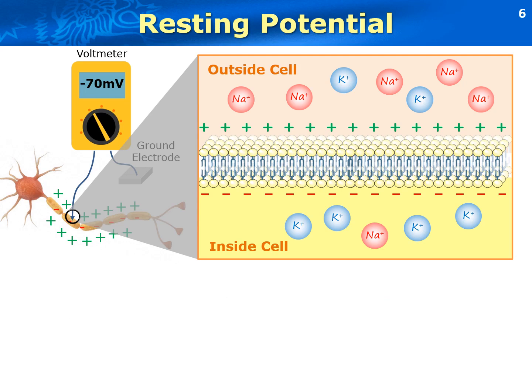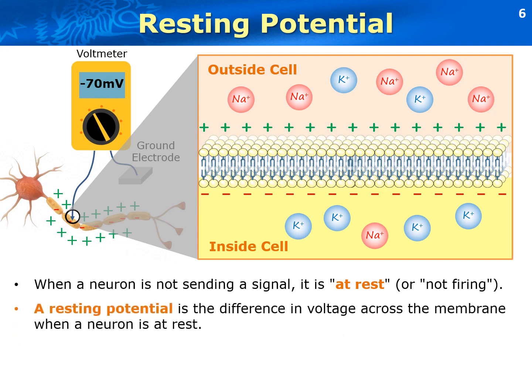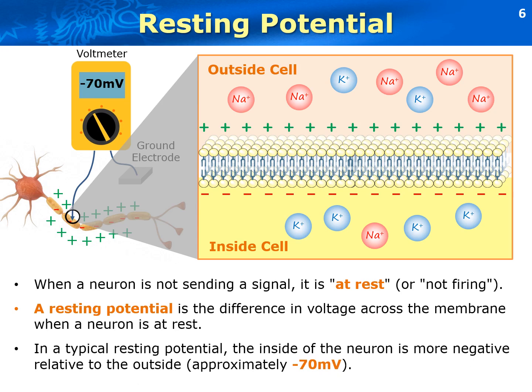Note that we say a neuron at rest, meaning that the neuron is not sending a signal. That is, the neuron doesn't fire. Formally, the resting potential is defined to be the difference in voltage across the cell membrane when a neuron is at rest. In short, the resting potential is the membrane potential for the resting neuron, which is approximately -70 millivolts. Here is a question: why does a neuron at rest have a resting potential of -70 millivolts instead of 0?